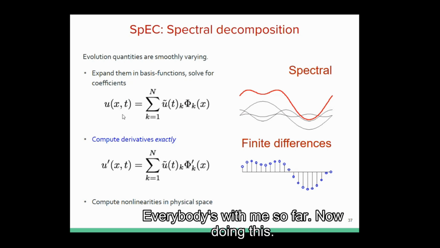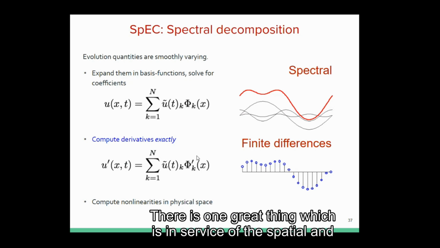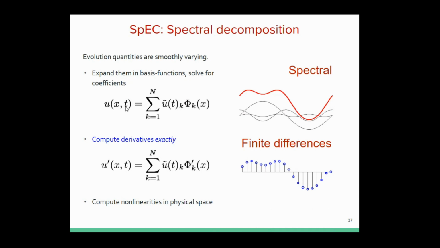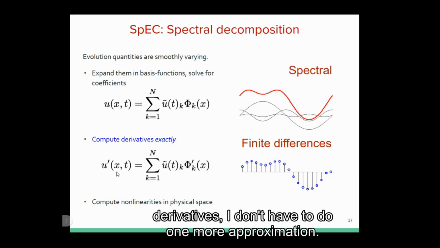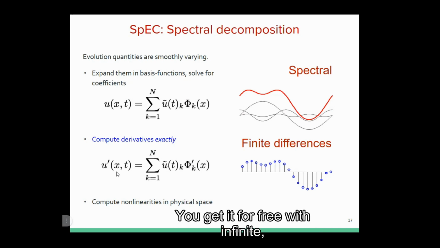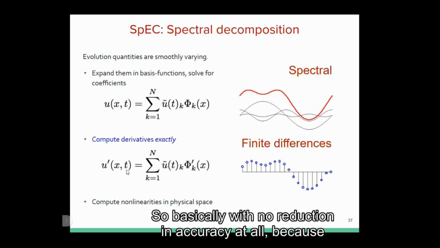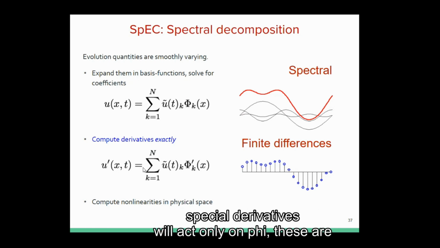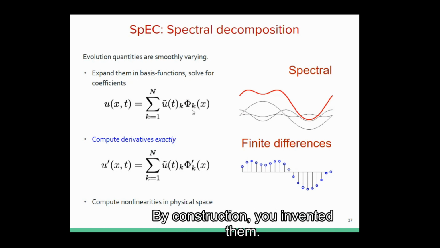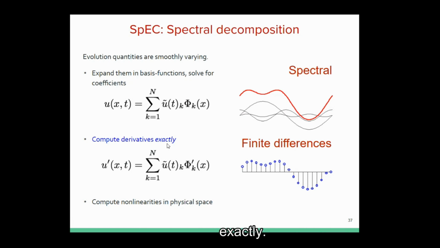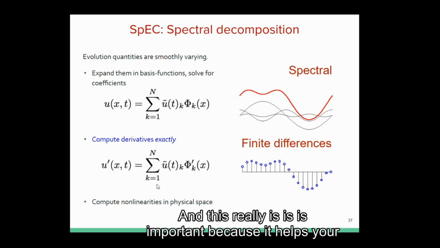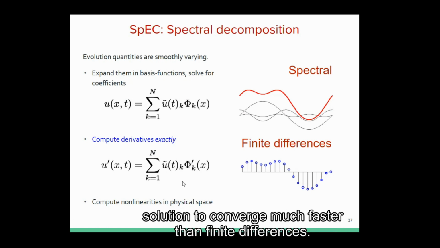Now, doing this does one great thing, which is it separates out the spatial and temporal parts, which is amazing because now when computing spatial derivatives, I don't have to do one more approximation. I get it for free with basically no reduction in accuracy at all. Because spatial derivatives of theta will act only on phi. These are basis functions. By construction, you invented them. So you know what the derivatives are. So spectral methods help you compute derivatives exactly. And this really is important because it helps your solution to converge much faster than finite difference methods.